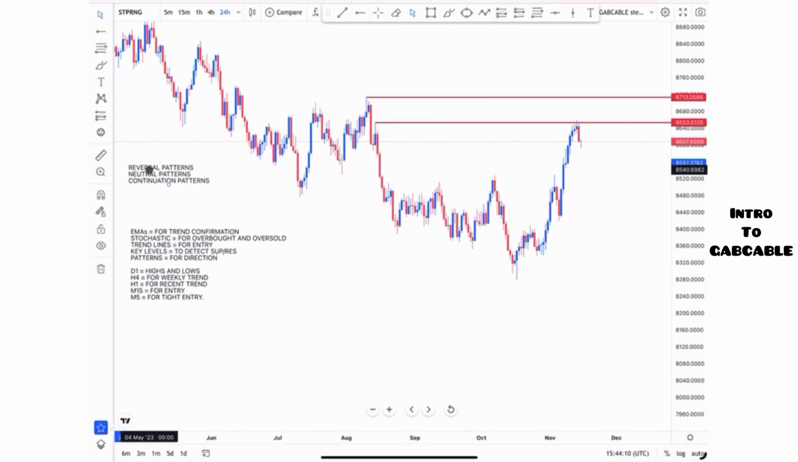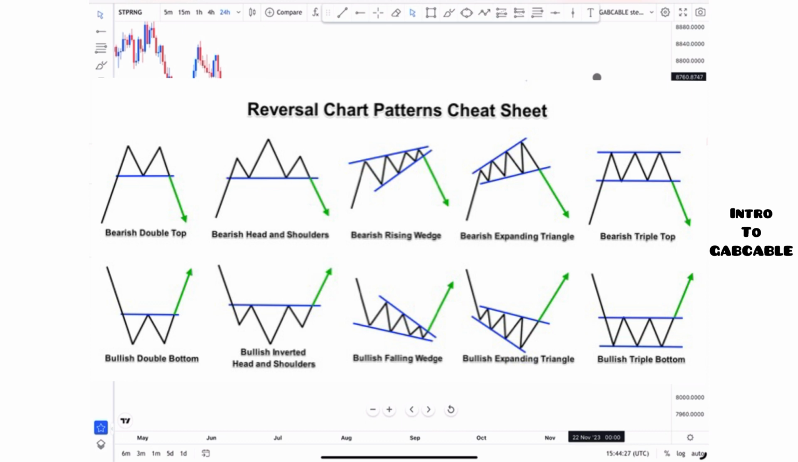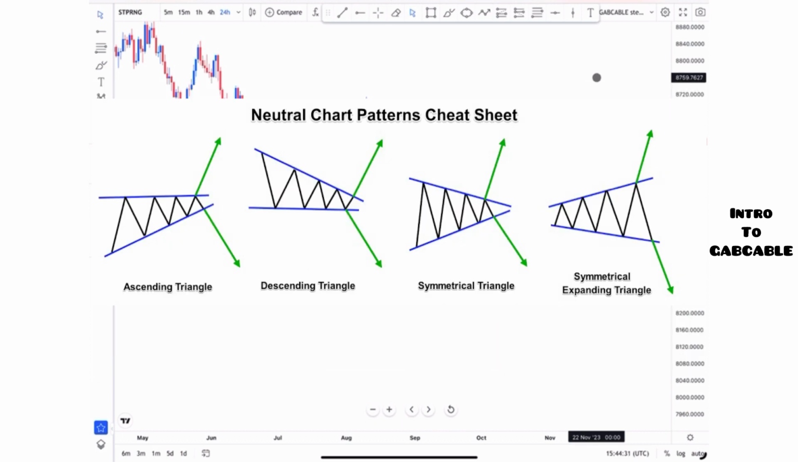All right, we have these three types of patterns. Guys, look at it on the left. We have the reversal patterns. Let me take this thing off so you don't confuse yourself, so we can be running on a clean chart. All right, so we have the reversal patterns. These patterns tell when the market is reversing. We have the neutral patterns.